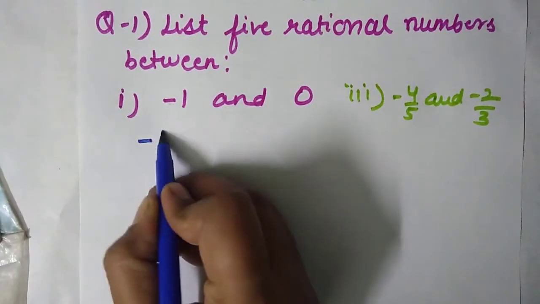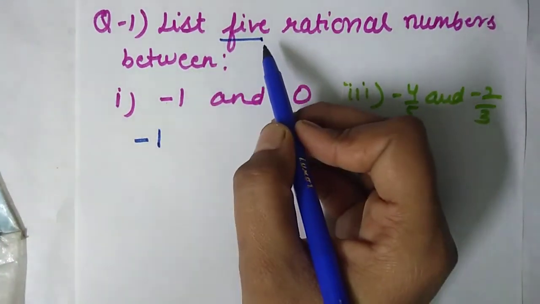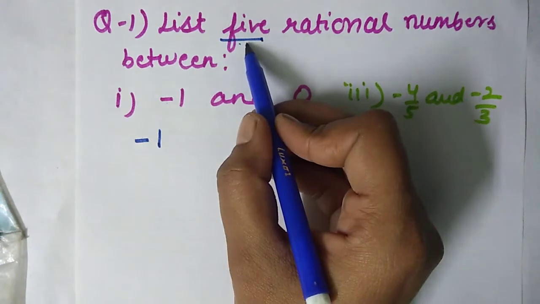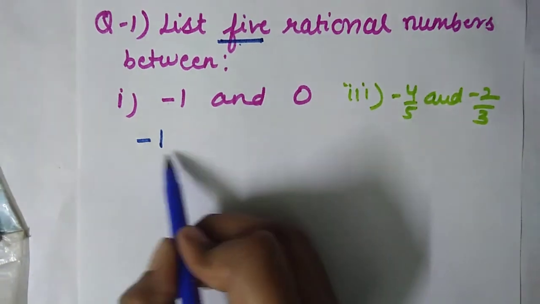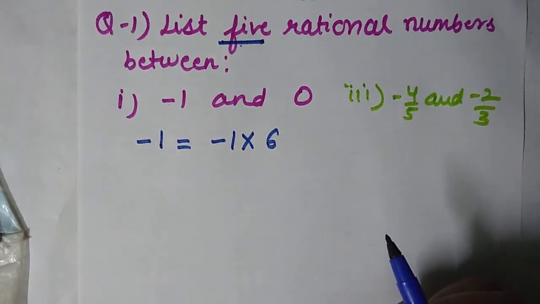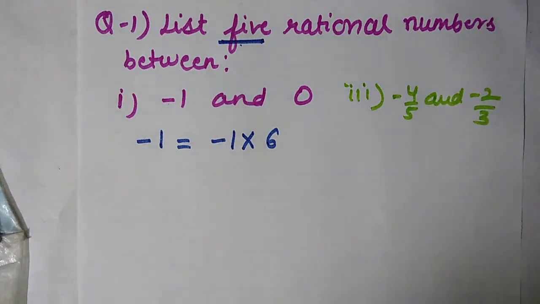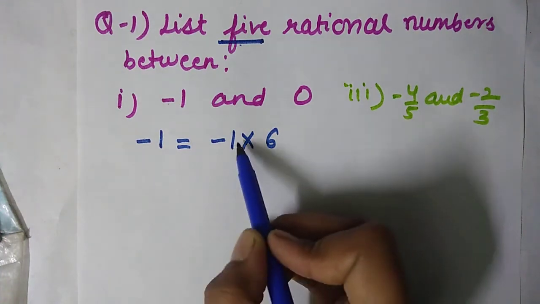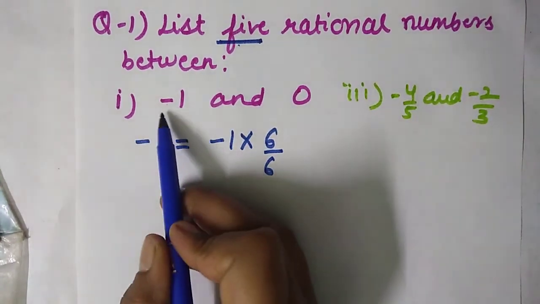So we are given minus 1. As you have to find 5 rational numbers, you have to take one more than 5, one more than the number which is to be found. So one more than 5 is 6. So you have to multiply this minus 1 with 6 by 6. Okay, so we are given minus 1 and 0.